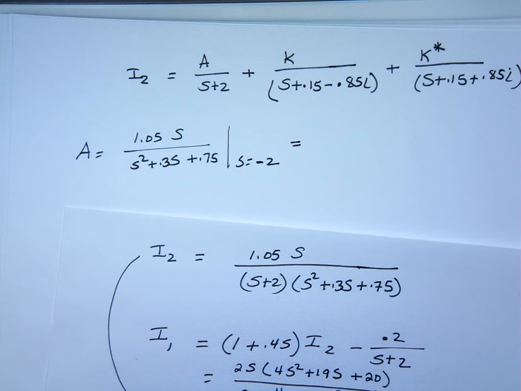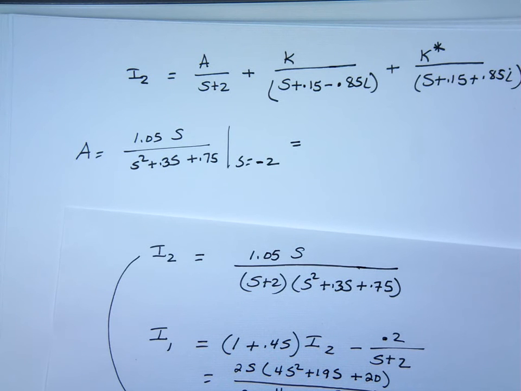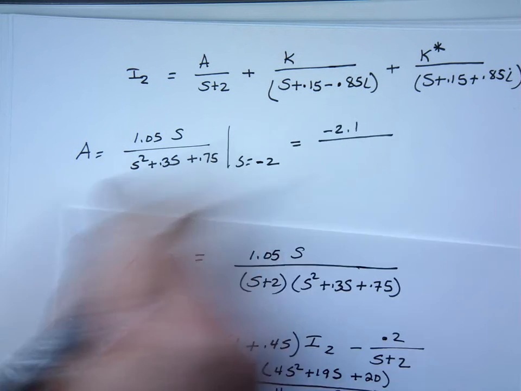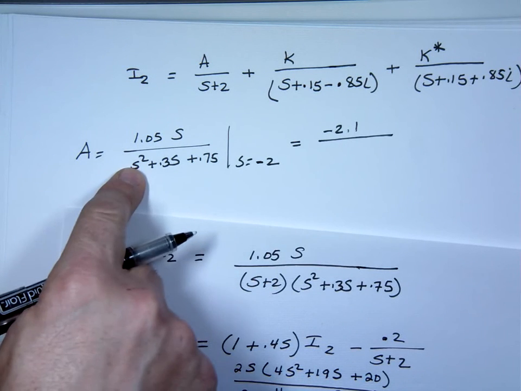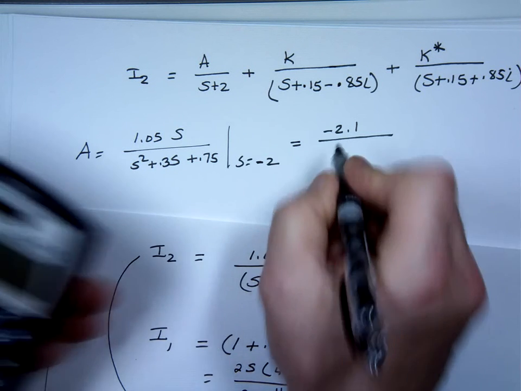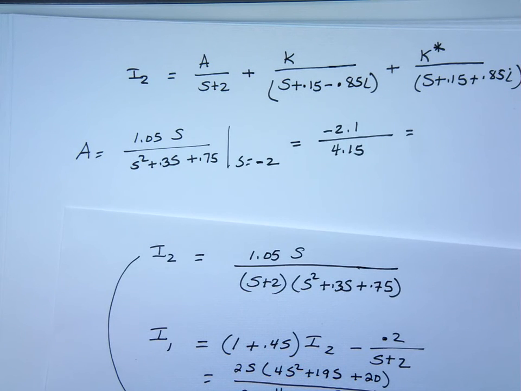I didn't even check to see if we made a mistake in that equation. If we did, I'm leaving it. The algebra part, I mean. That's a negative 2.1 on the top, over 4 minus 0.3 times 2 plus 0.75. That's a negative half.